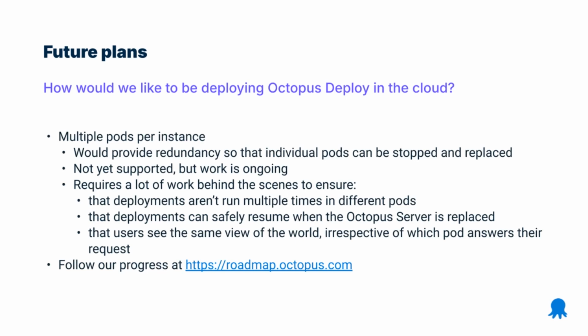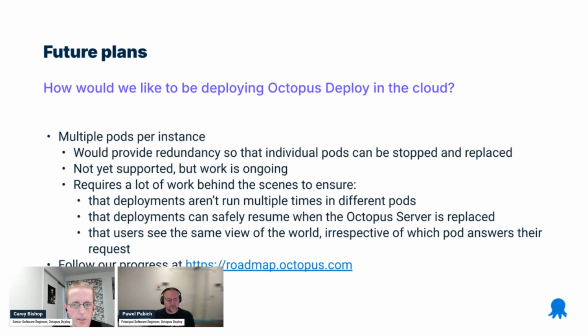So we're still working on this. It requires a lot of work behind the scenes, mainly in Octopus Deploy itself. We want to make sure that we don't end up in a situation where deployments are running simultaneously on different pods. We want to make sure that if you've kicked off a deployment, it only happens once. We also want to make sure that those deployments can recover from the Octopus server disappearing and coming back again.